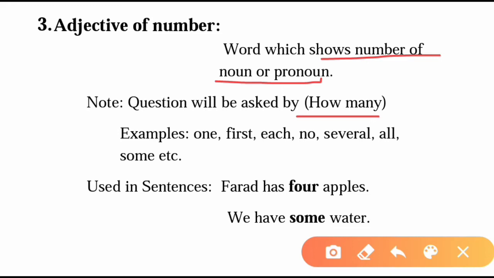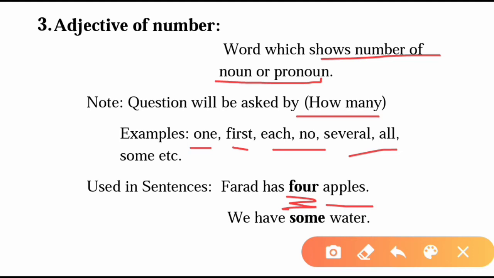Let's see the examples to understand. For adjective of number, you can see one, first, each, no, several, and all. The adjective of number could be definite or indefinite. Definite are those numbers that show the exact number, while indefinite ones do not. See these sentences to make it clear. Farhad has 4 apples. Now here you can see 4 is a number which is talking about the apples, which is the noun here. So 4 is giving additional information about the noun, which is apple.